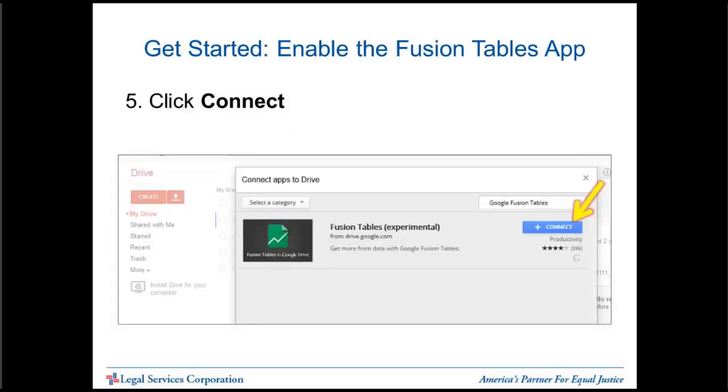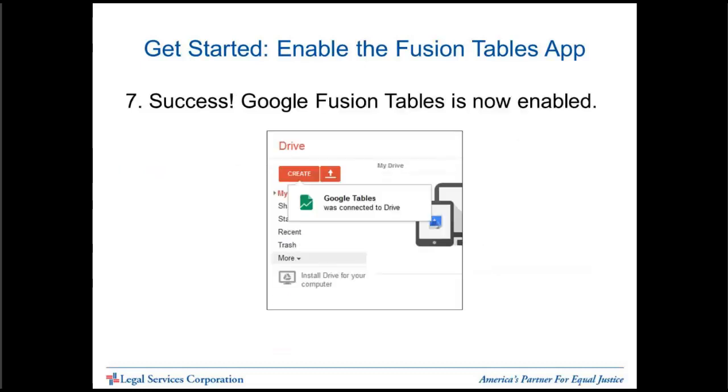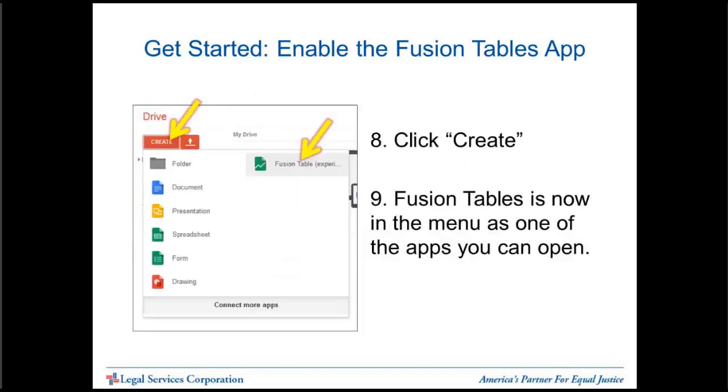and then you find the Fusion Tables app and click Connect. Google Fusion Tables will ask you if you want to set it to be the default app for those files, so just say OK. Then you get a little message saying that it was successfully connected. Now that it's connected, the next time you click the red Create button, you will have Google Fusion Tables as another app in this menu.